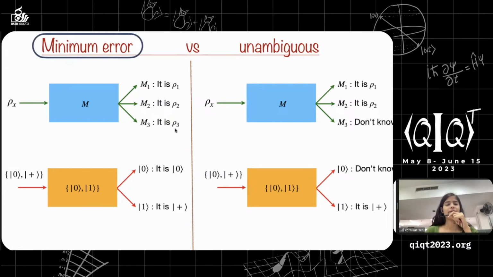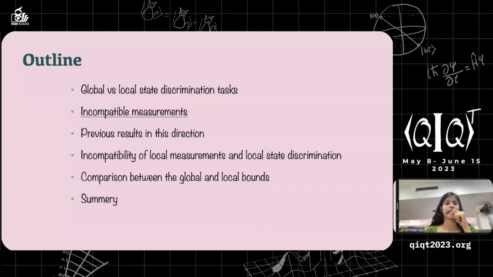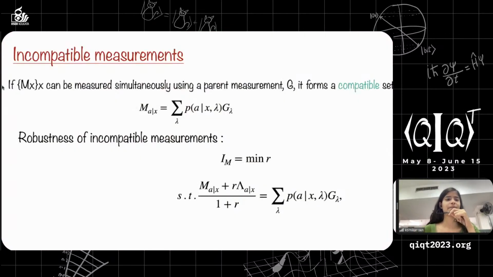So in our paper, and from now on, I will only discuss minimum error state discrimination. So that's all about state discrimination. Let's move to incompatible measurements.